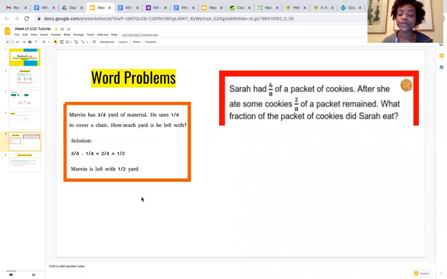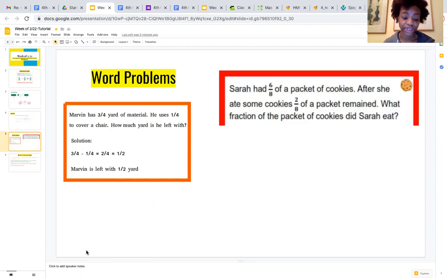This time around, we're going to be working with word problems, so it's really important that we pay attention to the keywords just to help us know and understand what is happening in the problem. So looking at this example here in orange, we have Marvin has 3/4 yard of material. He uses 1/4 to cover a chair. How much yard is he left with?